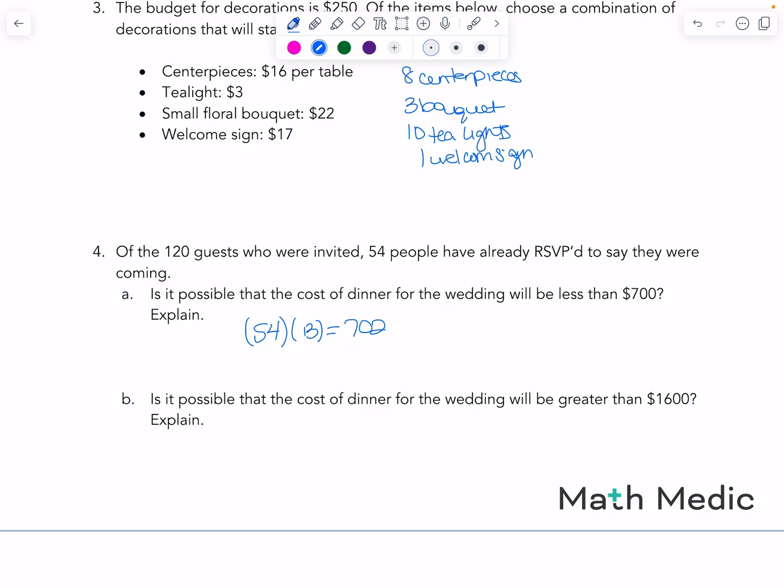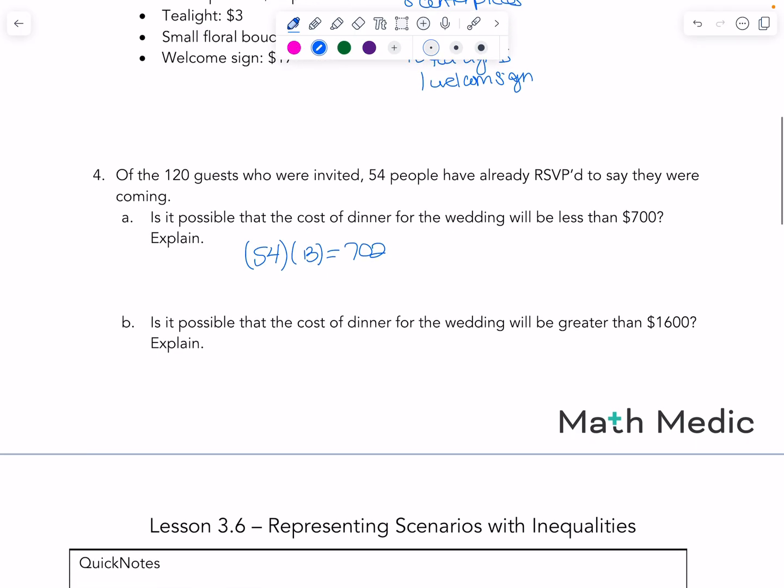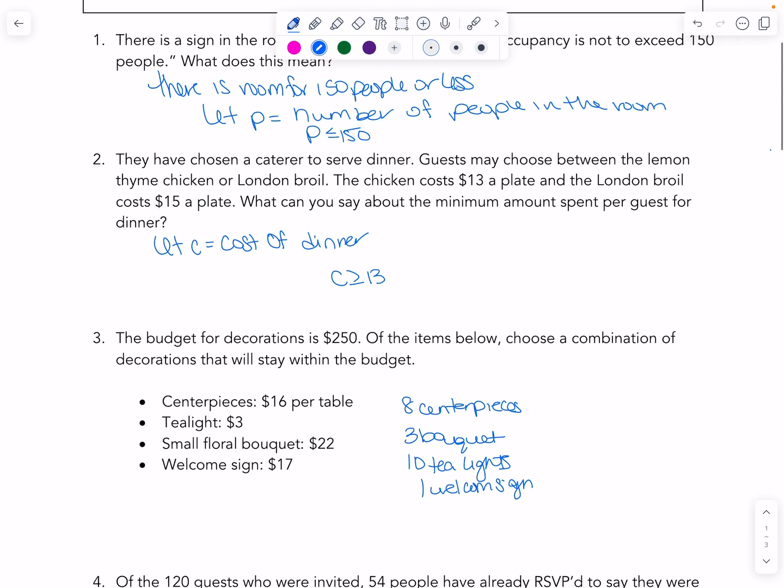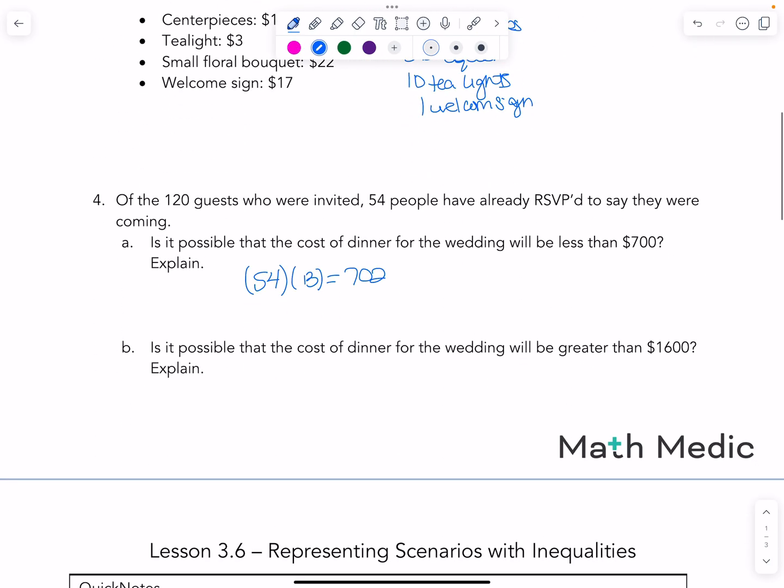So now that you've unpaused it, is it possible that it's more than $1,600? Yes, because what happens if people show up that don't RSVP? So what happens if all 120 people show up, and then they all eat the London broil? How much was London broil? $15. So 120 times 15 would give me $1,800. So yeah, it could totally be greater than $1,600. Okay, and that's it for this lesson.